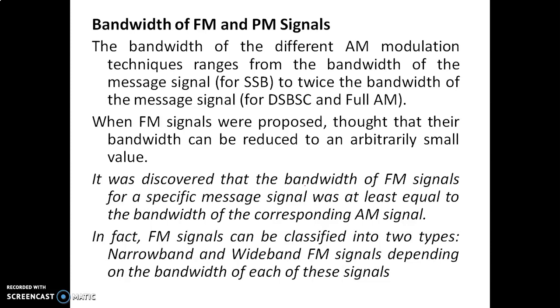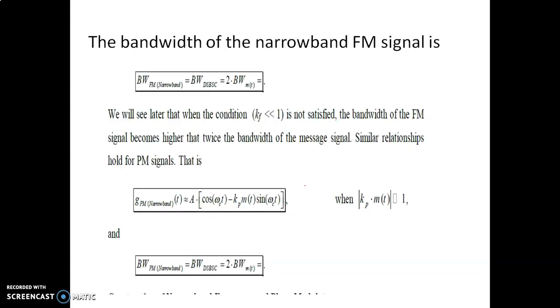In fact, FM signals can be classified into two types, narrowband and wideband FM, depending on the bandwidth of each signal. Now the bandwidth of a narrowband signal is given by this: the bandwidth of narrowband FM is equal to the bandwidth of DSBSC, which is twice the bandwidth of m(t). Similarly, we will see later that when the condition on k_f, the constant of FM, is not satisfied, the bandwidth of the FM signal becomes higher than twice the bandwidth of the message signal.